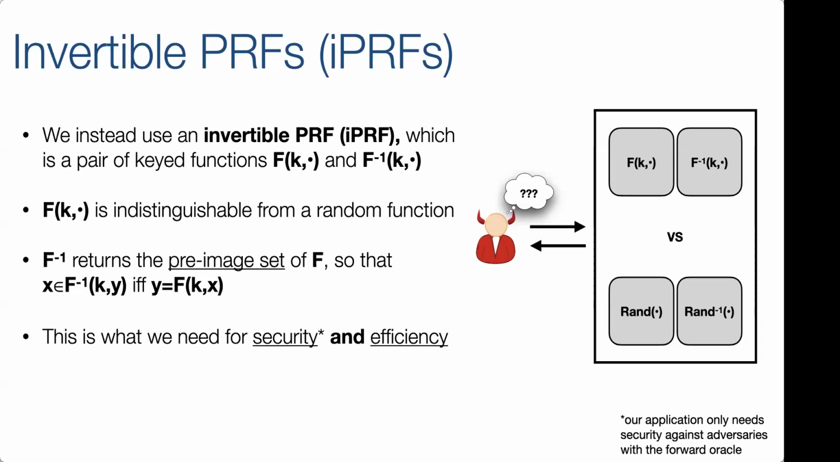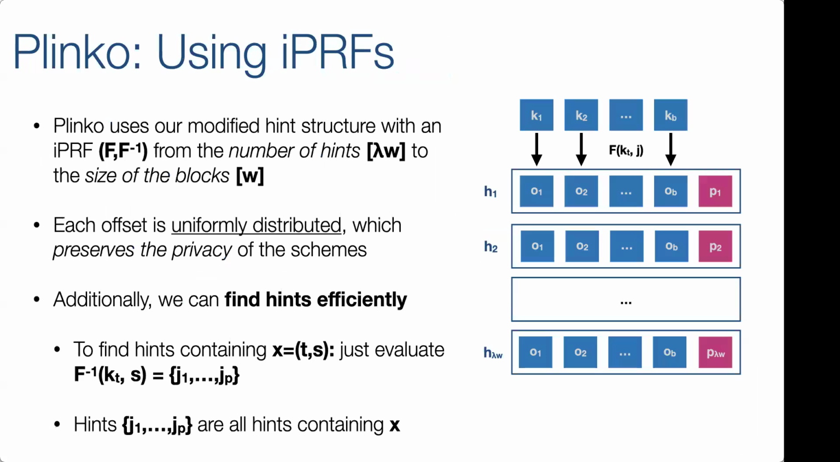And I have this asterisk because technically our application here only needs a weaker type of security than I've drawn in this picture, but the definition makes sense for the picture drawn. Okay. So once we have such a thing, then we just instantiate an iPRF from lambda w, the number of hints, the hint indices, to the size of the blocks. And then each offset is uniformly and independently distributed like we want. So we have the privacy of the scheme. And additionally, now we can find hints efficiently.